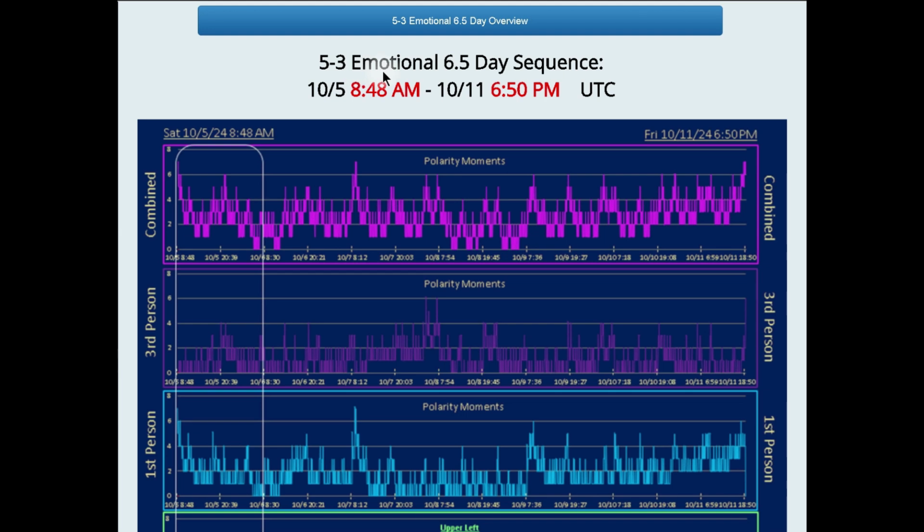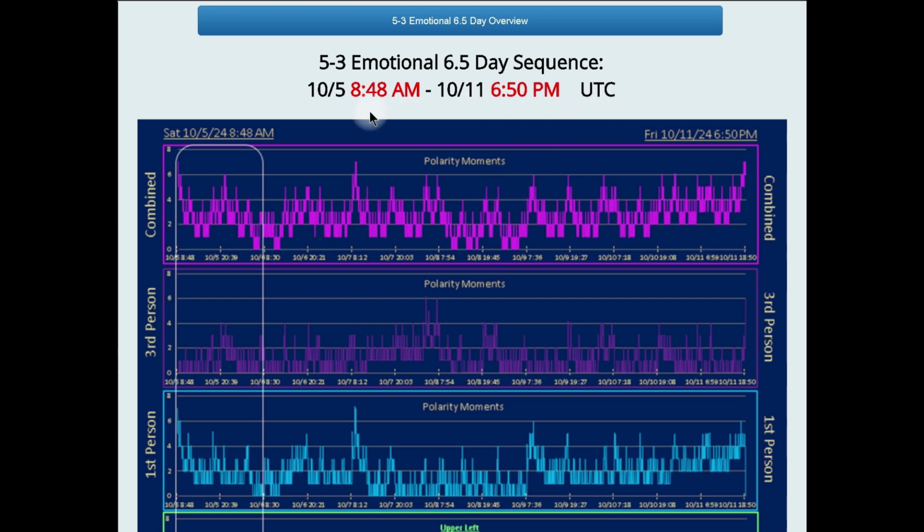So this is the 5-3 emotional 6.5 day sequence. It's the overview. What we're going to do is look at not only the electromagnetics, but also the Plutonic Master Guide for the 5-3 emotional set. Now, let's start out by talking about the electromagnetics. This is the entire 6.5 day sequence that we're about to go through here.